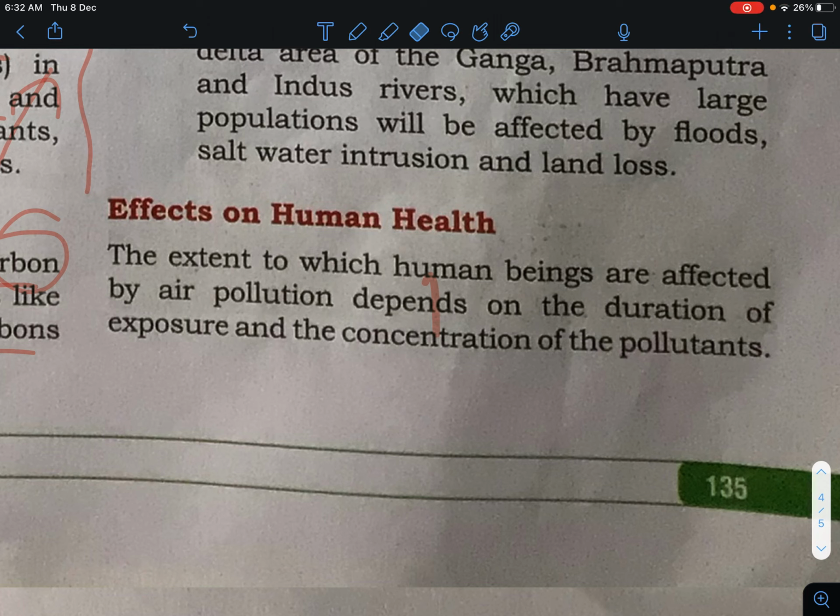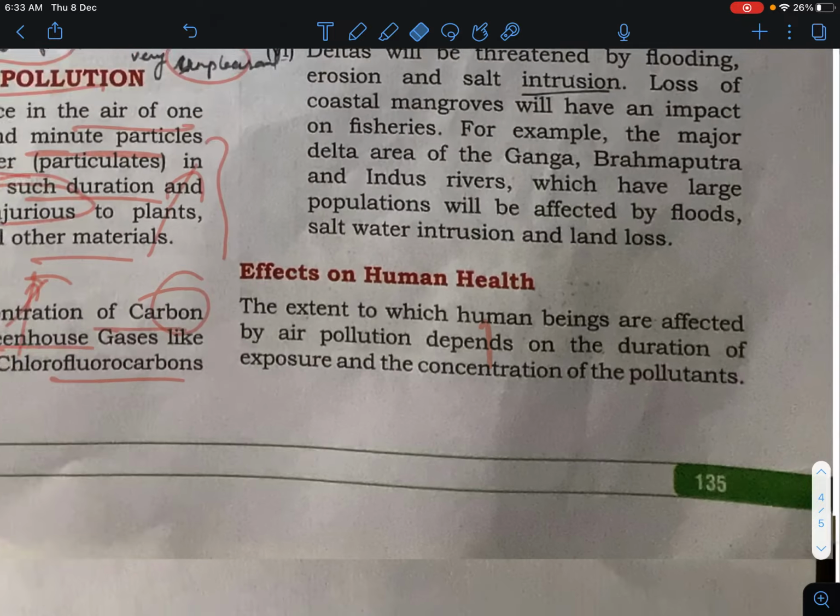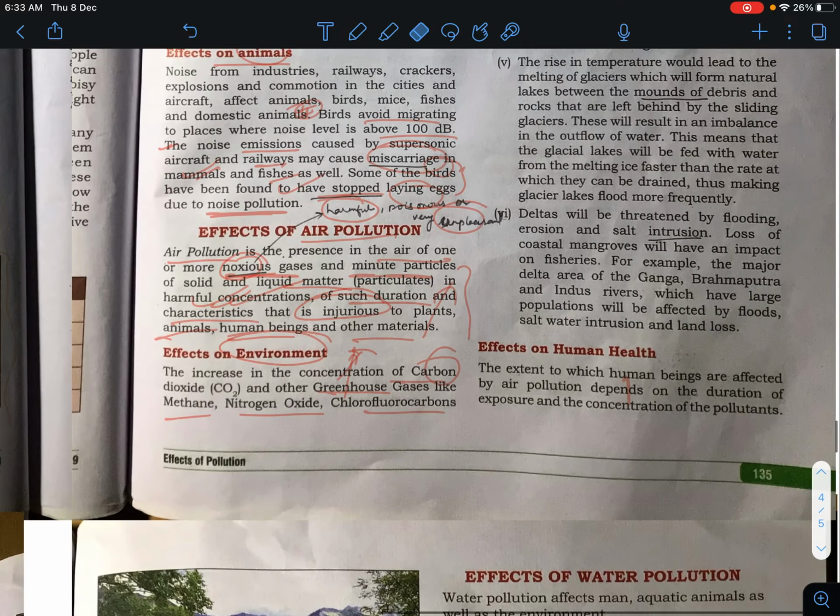The extent to which human beings are affected by air pollution depends on the duration of the exposure and the concentration of pollutants.